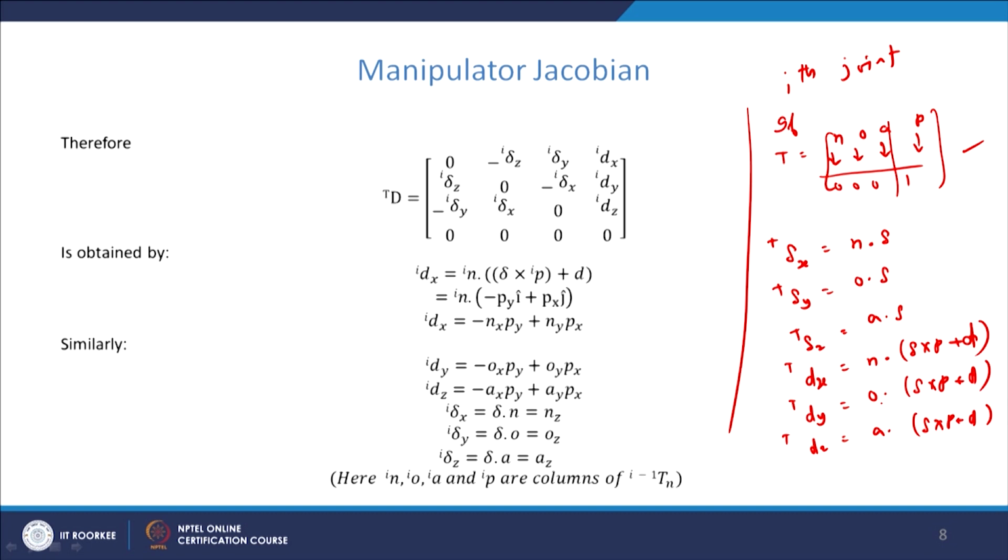Now, we are talking particularly about the I minus 1 T n. So, instead of n O A P, a general notation, we can write it as n superfix I, O superfix I, A superfix I and P superfix I. These are the column vectors for this one. So, we can just denote it by n superfix I. The differential changes with respect to the ith frame is given by the left hand side.